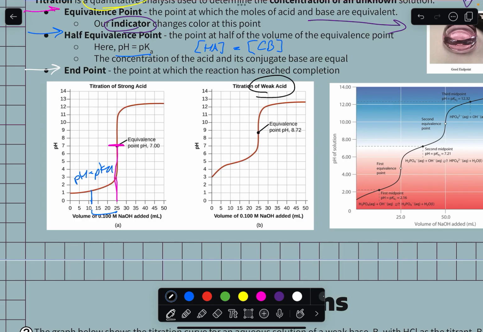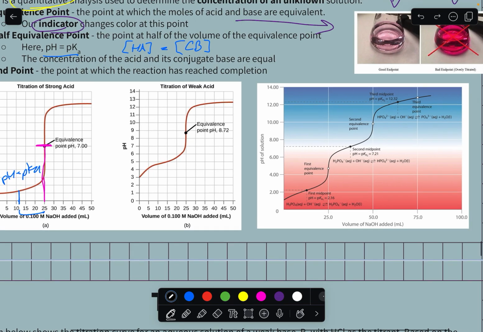You can also do it with a weak acid. So with a weak acid, you start up at a higher point. This little curve here, this section here, we'll talk about in a minute. It's called the buffer region. That will be a little more elongated, but it's the same idea.